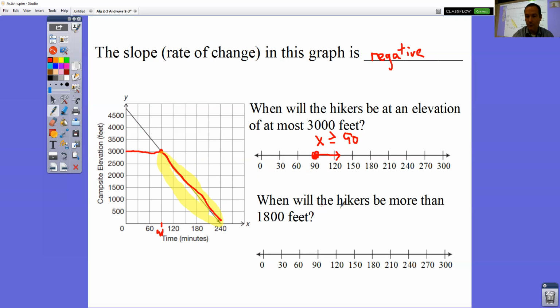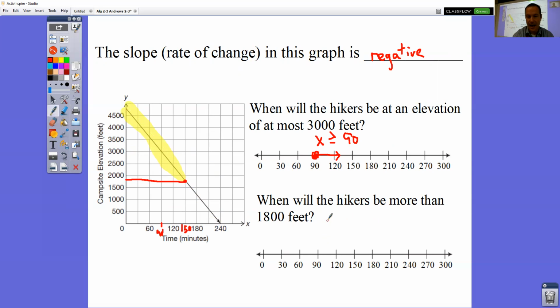When will the hikers be more than 1,800 feet? If we take a look at 1,800 feet, 1,800 would be right in here approximately. So I'm going straight across to here. That is 150 because we're counting by 30s on this graph. So that would be 150. So when will the hikers be more than 1,800 feet? More than 1,800 would be all of this area because we're talking about the elevation. So that would be that area of the graph.